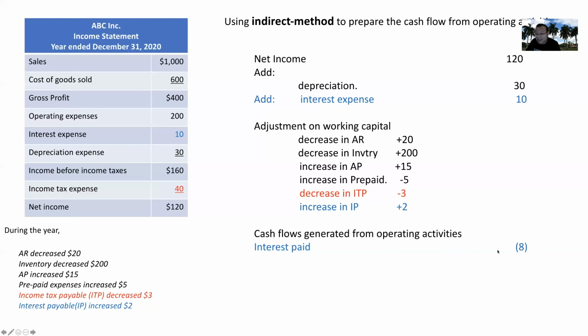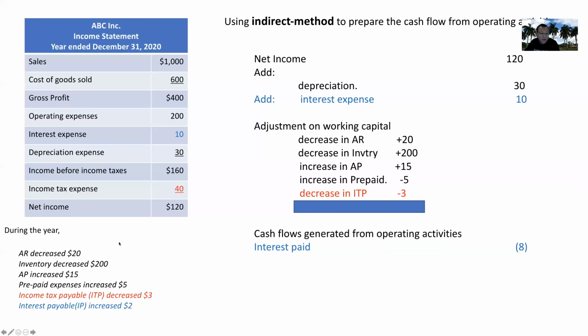So interest paid is $8. Basically, 10 minus 8, that's the number 2. That is the number 2. See, now we singled out this line for interest paid, $8. Does this make sense?